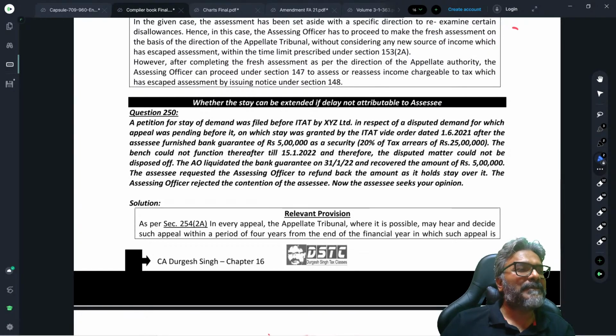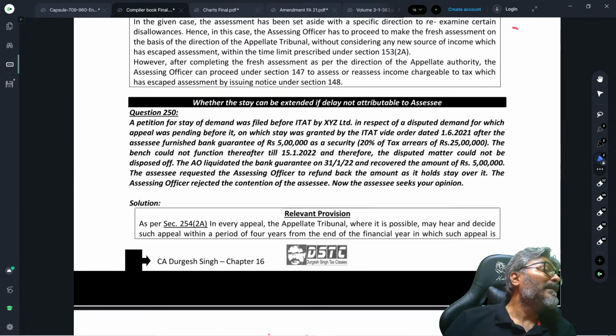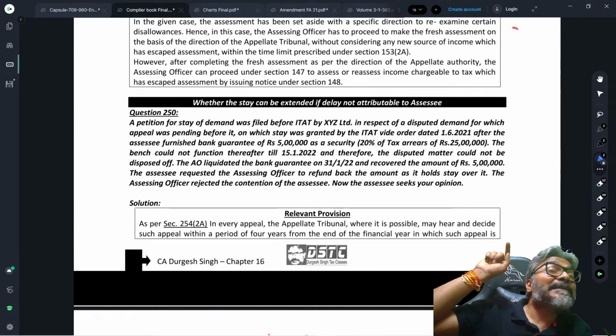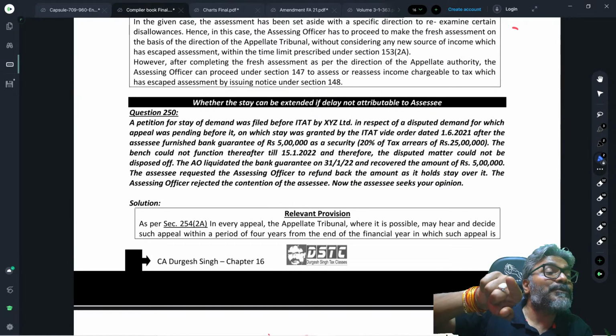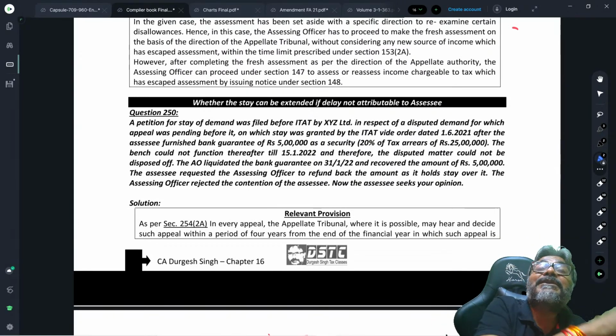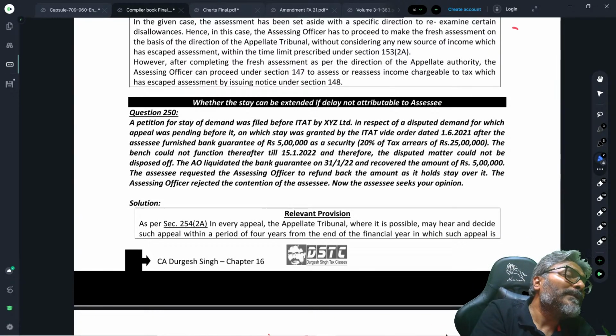So students, in this particular context, what I told you: the first appeal you will file before the CIT appeal, but the stay application you will not give to the CIT appeal. The stay application, students, you will give it to whom?